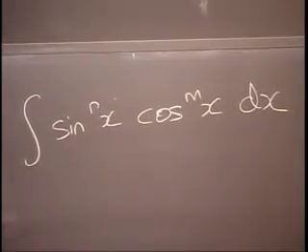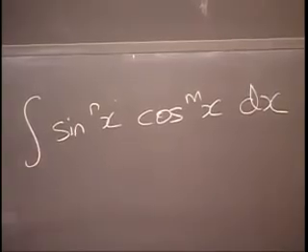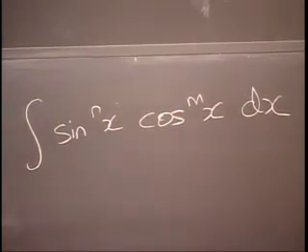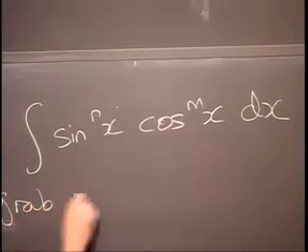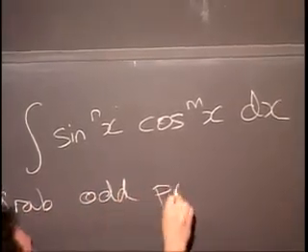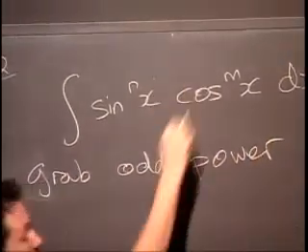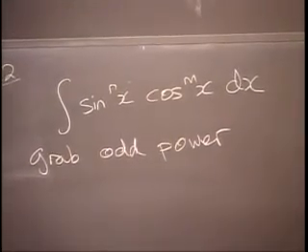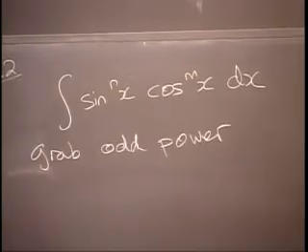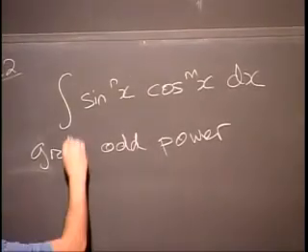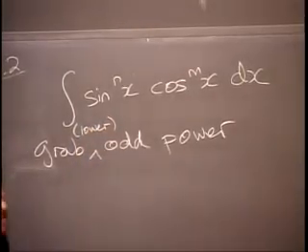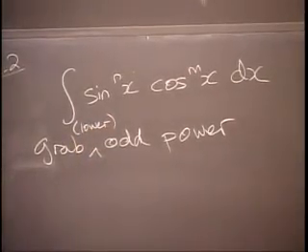Now here's the technique. If one of them is odd, seize it, grab it. Grab the odd power. It is your friend. And if they're both odd, take the least of the two. So if it's sine to the third, cosine to the fifth, the third is better than the fifth for what I'm going to describe. So grab the least of the two, lower if odd power. If they're both even, I'll tell you what to do a little later.